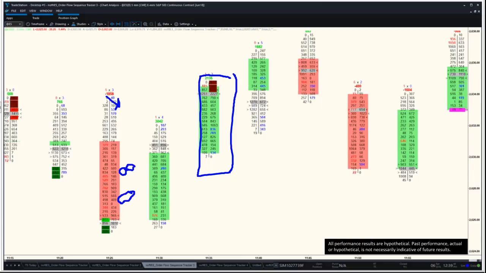Okay, let me see. Can I do screen sharing?